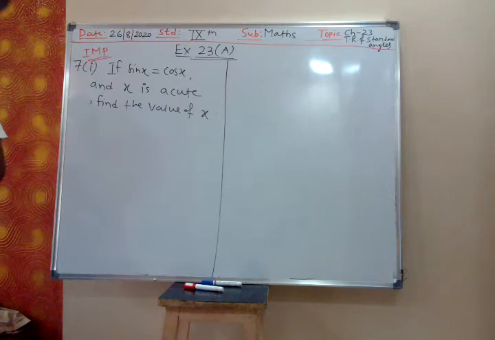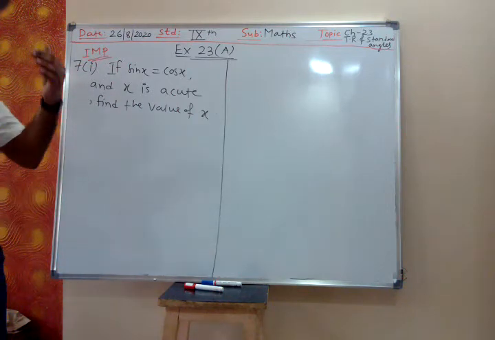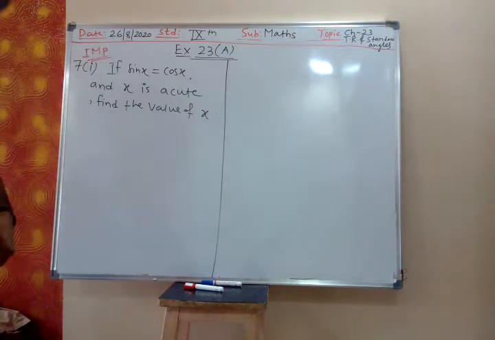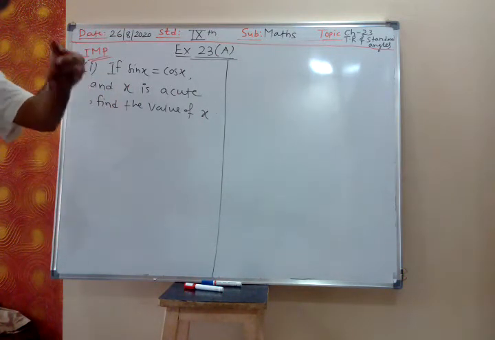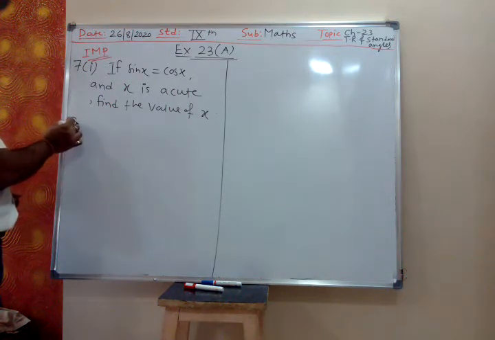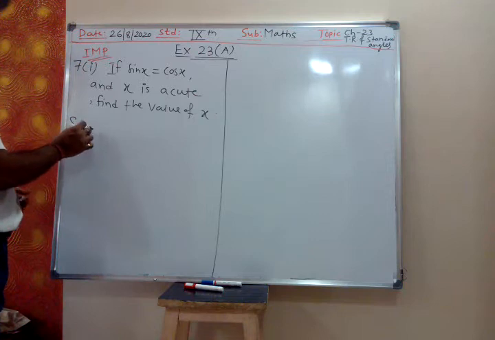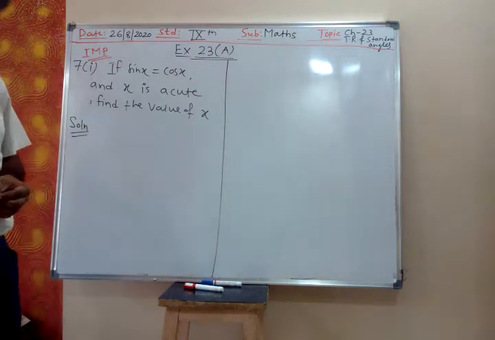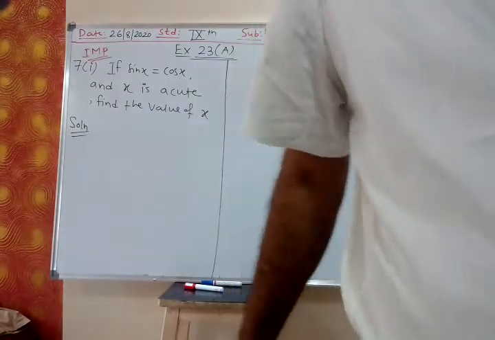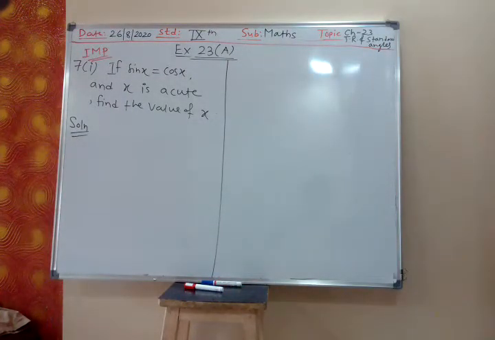See, x raised to 4 means you have to multiply that number 4 times. X raised to 4 means x into x into x 4 times. Now write this. Seventh first, these type of problems are important. Seventh, finding the value of angle x. Sixth is also important. Sixth one, you try.